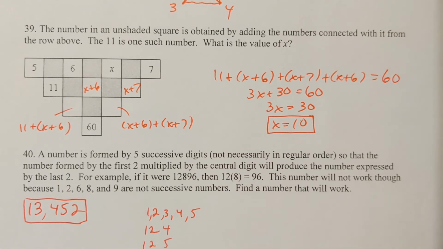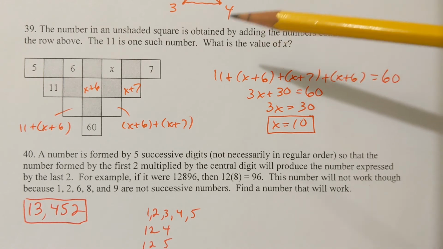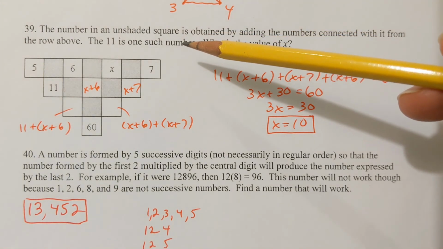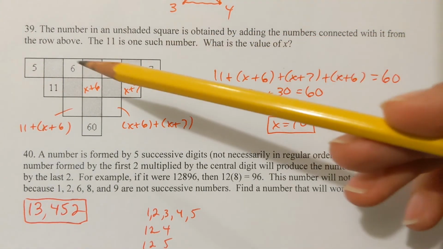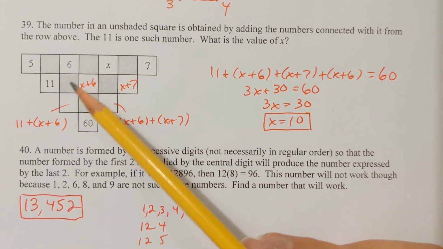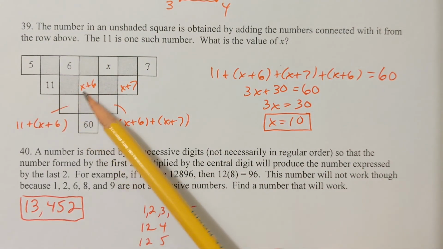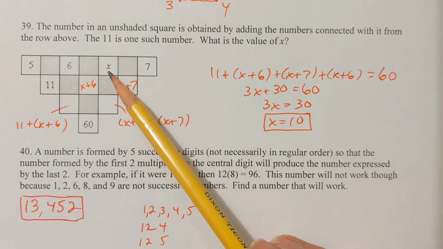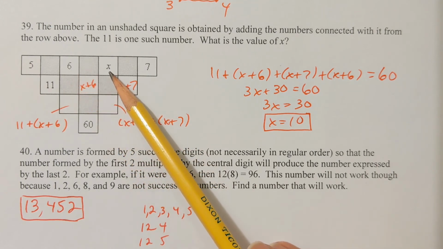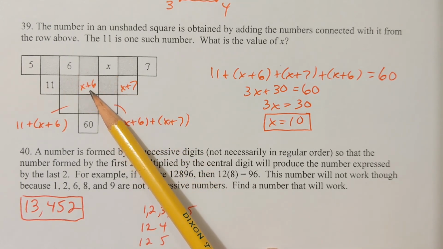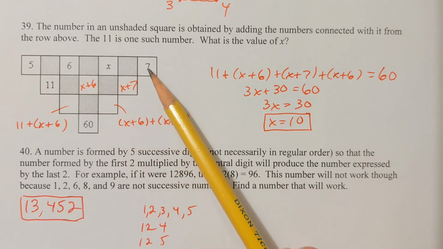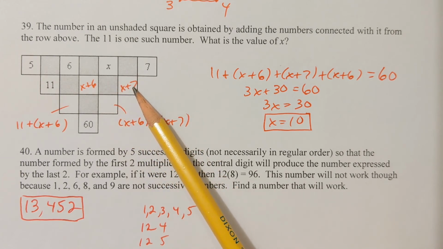Problem 39, a number in an unshaded square is obtained by adding numbers connected with it from the row above. The 11 is one such number. What is the value of x? Okay, so if you take 5 plus 6, you get 11. What is the value of x? Well, if I take 6 plus x, I get that. If I take x plus 7, I get that, x plus 7.